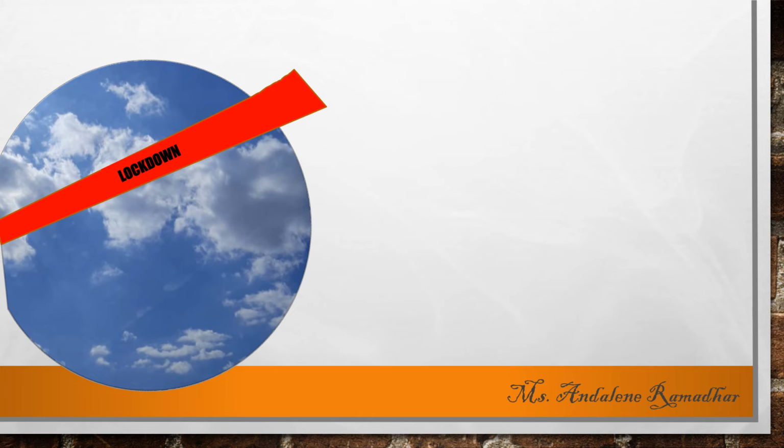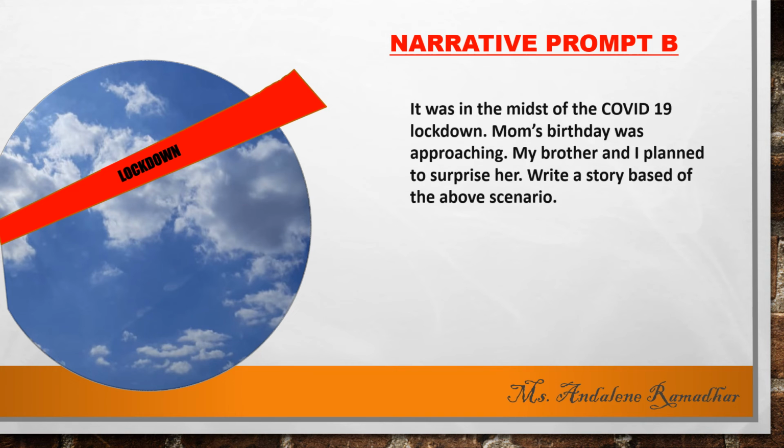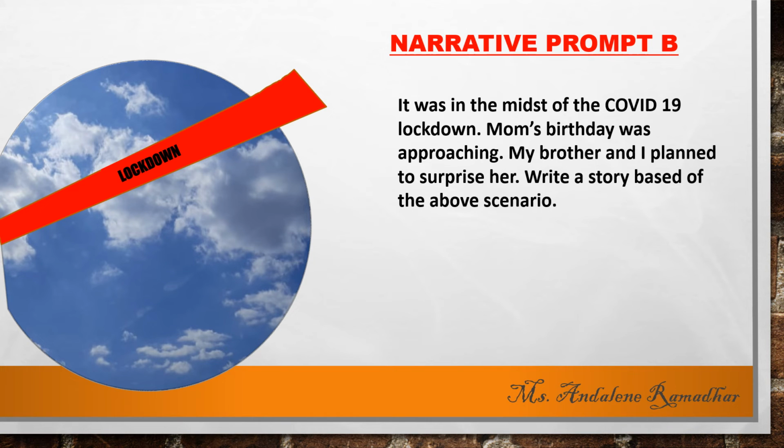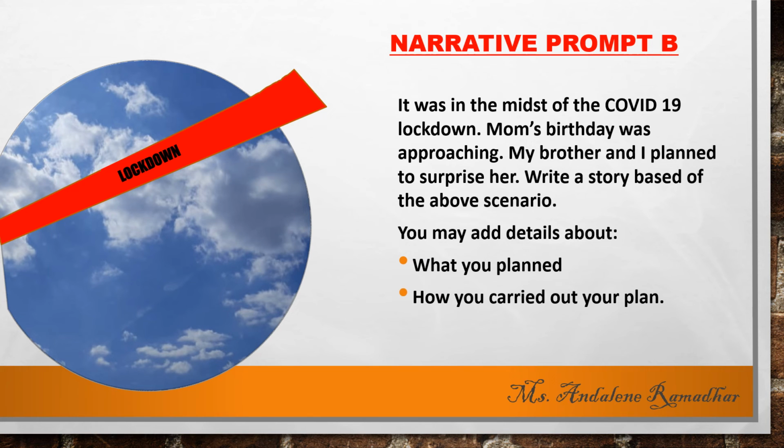We now have another prompt. We will call it Narrative Prompt B. It was in the midst of COVID-19 lockdown. Mom's birthday was approaching. My brother and I planned to surprise her. Write a story based on the above scenario. You may include details about what you planned, how you carried out your plan, and how it ended.